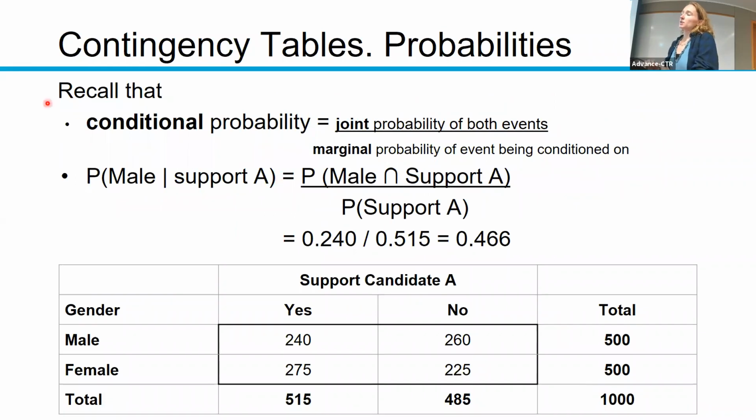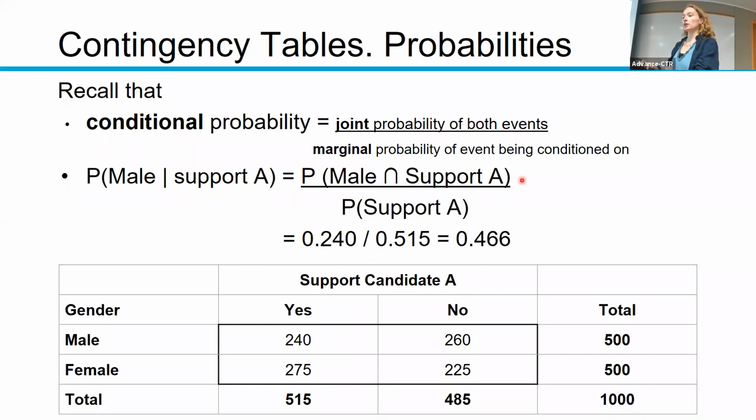Now, this was presented in one of the very first lectures, but the definition of conditional probability is that it is equal to the joint probability of both the events that you're looking at divided by the marginal probability of the event being conditioned on. So the event being conditioned on is that second one. If we write it out in the formula, the probability of being male given you support candidate A is equal to the probability of being male and supporting candidate A divided by the probability of supporting candidate A.